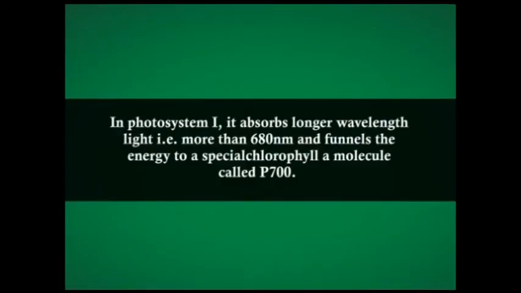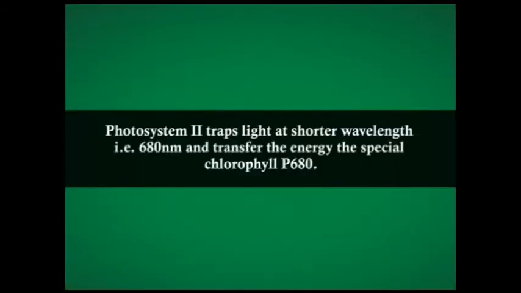Photosystem 1 absorbs the longer wavelength light, that is more than 680 nanometers, and funnels the energy to a special chlorophyll A molecule called P700. This P700 absorbs light effectively at 700 nanometer wavelength, and hence the name P700. Photosystem 2 traps light at a shorter wavelength, that is 680 nanometers, and transfers the energy to a special chlorophyll, P680.